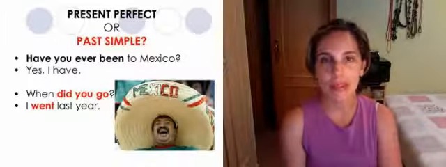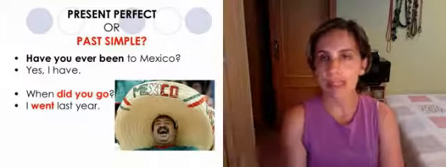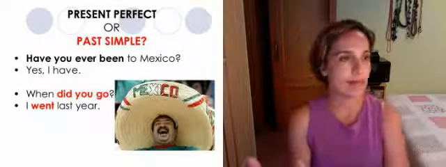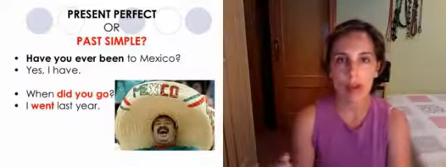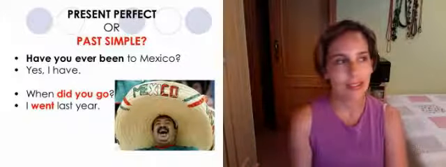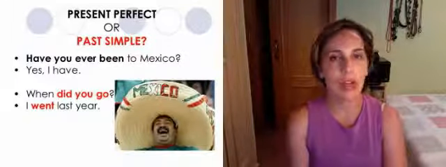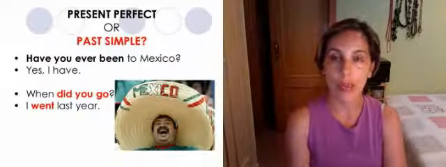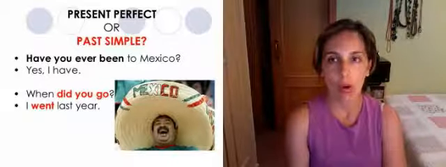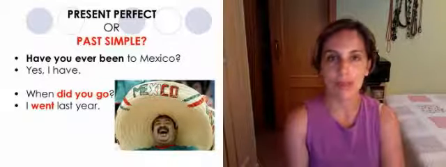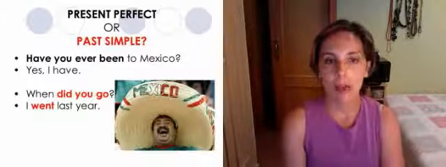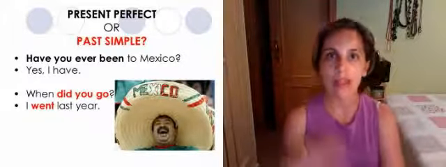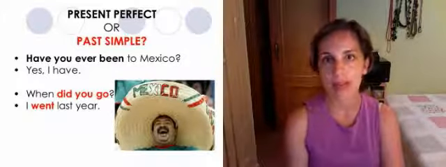Have you ever been to Mexico? Have you ever eaten curry? Have you ever swam with sharks? Have you ever learned how to speak Japanese? All those questions are normally in the present perfect because we don't know, or we don't want to know exactly when, okay? And remember that if you want to know more details about the past, if you want to be more specific, then you're going to ask and answer in the past simple.